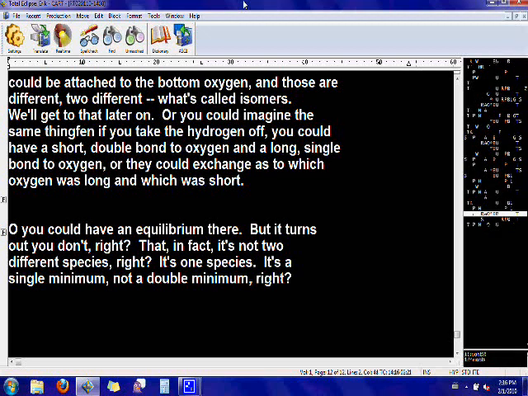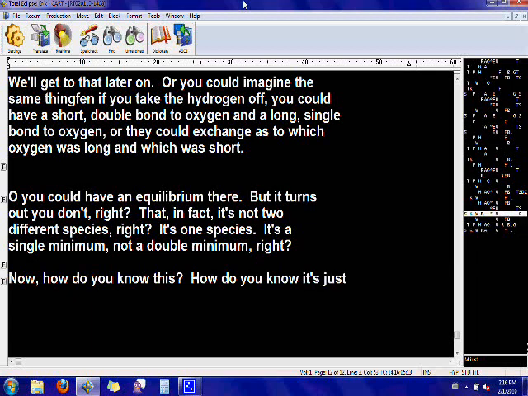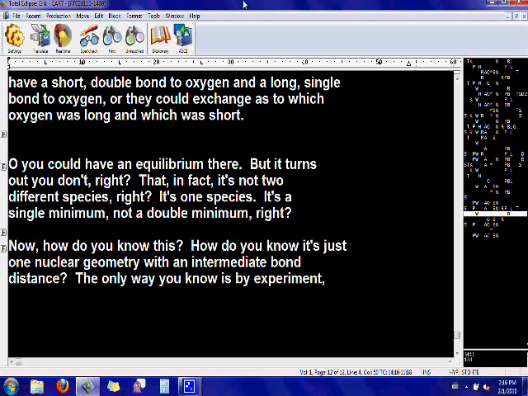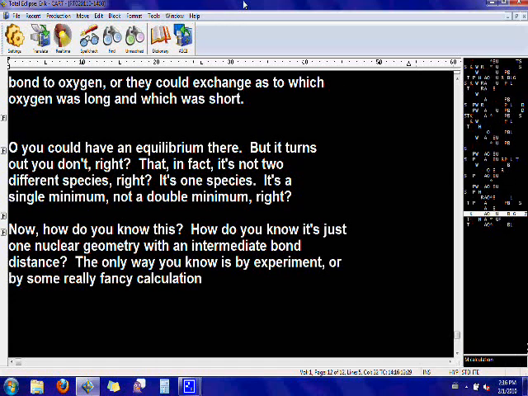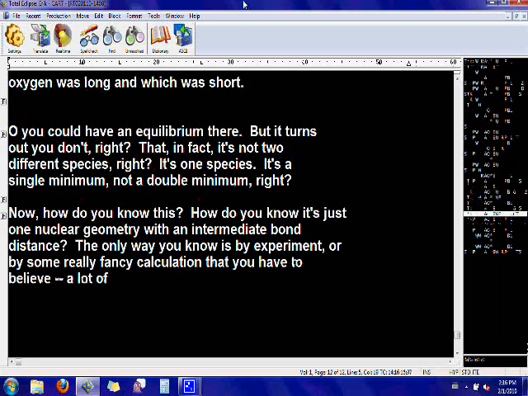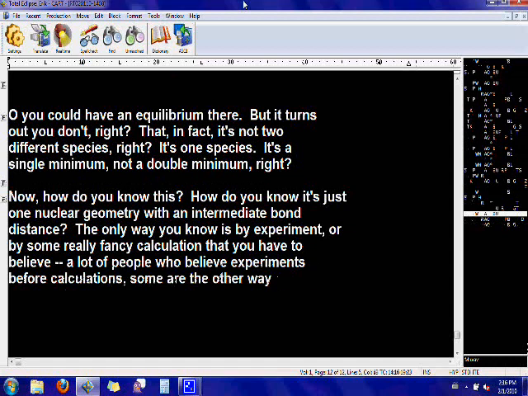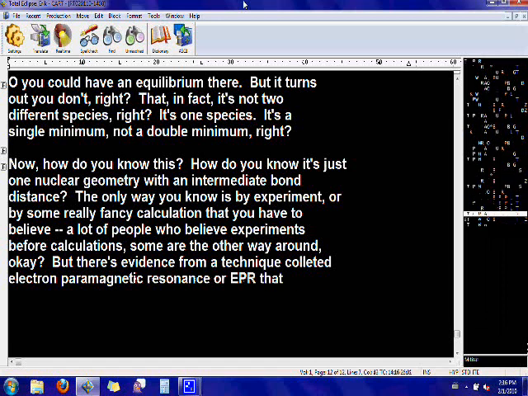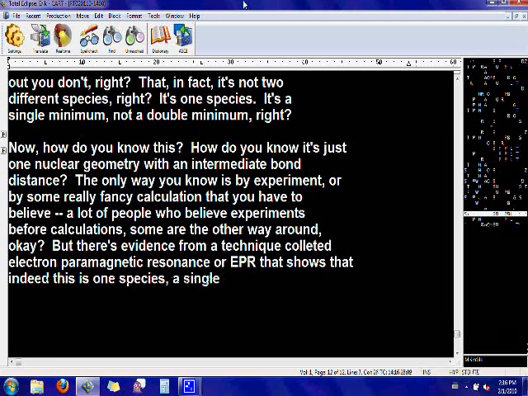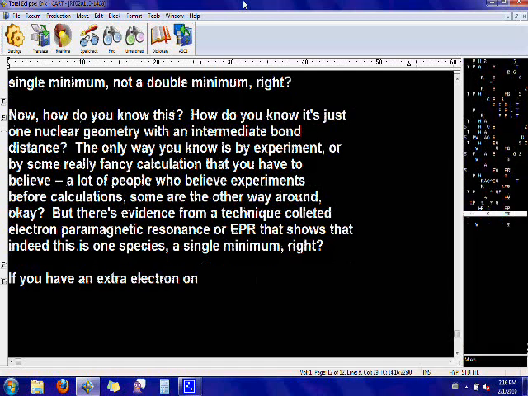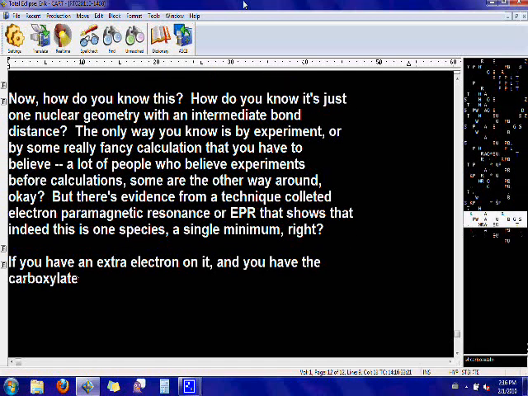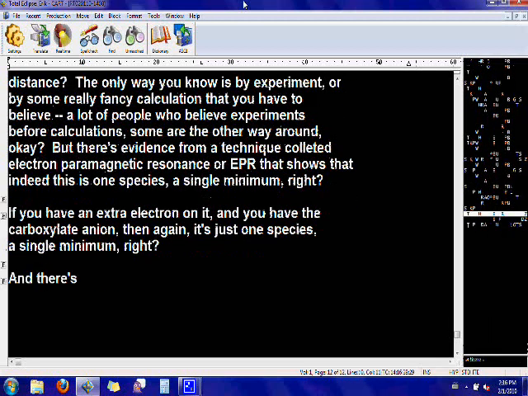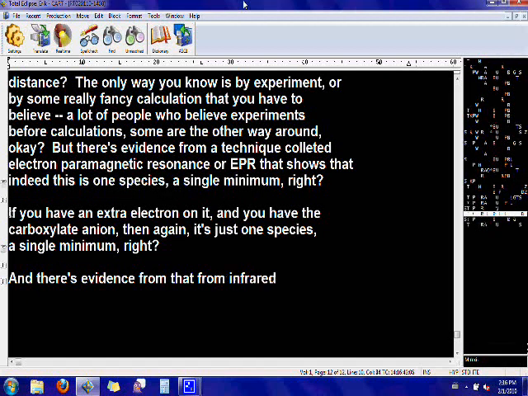Now, how do you know this? How do you know it's just one nuclear geometry with an intermediate bond distance? The only way you know is by experiment or by some really fancy calculation that you have to believe. A lot of people would believe experiments before calculations. Some are the other way around. But there's evidence from a technique called electron paramagnetic resonance, or EPR, that shows that indeed this is one species, a single minimum. Or if you have an extra electron on it and you have the carboxylate anion, then again, it's just one species, a single minimum. And there's evidence for that from infrared spectroscopy that we'll talk about next semester.